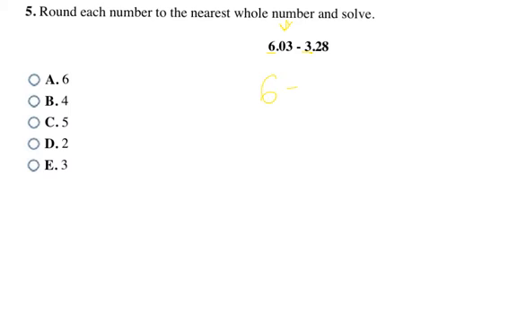And then I look at the 3. And the number next door to that is a 2, and that's also less than 5, so I'm going to let the 3 rest, and it's going to stay a 3. So then 6 minus 3 is 3, and that's going to make E my final answer.